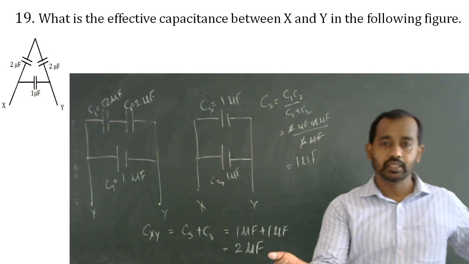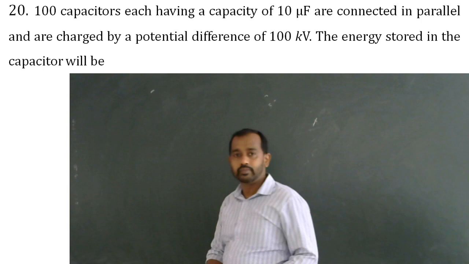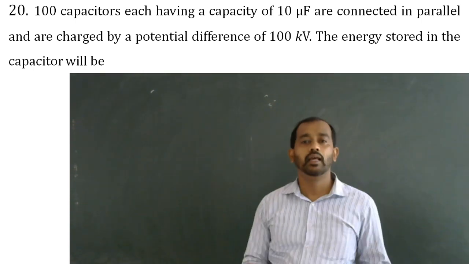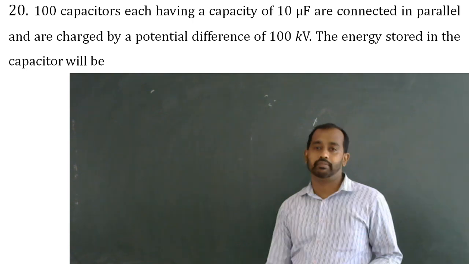In question number 20, there are 100 capacitors, each having a capacitance of 10 microfarad. When they are connected in parallel, we need to find the energy stored in the combination of all those 100 capacitors when they are connected to a potential difference of 100 kV.